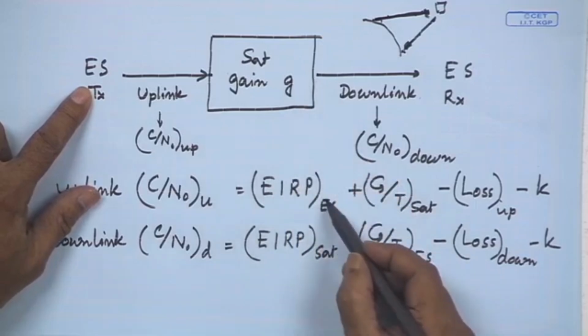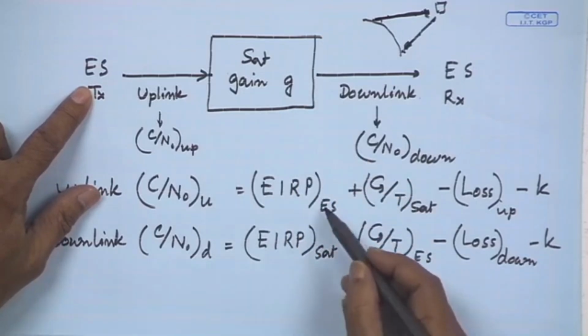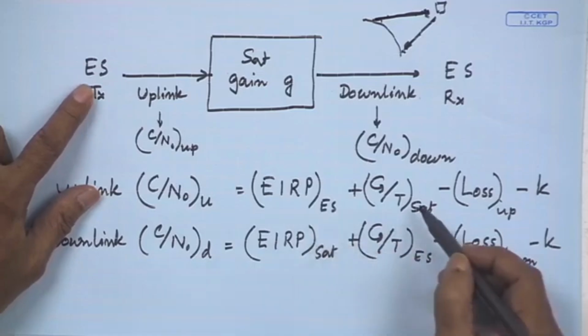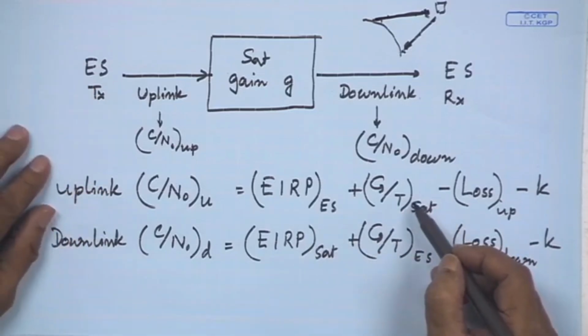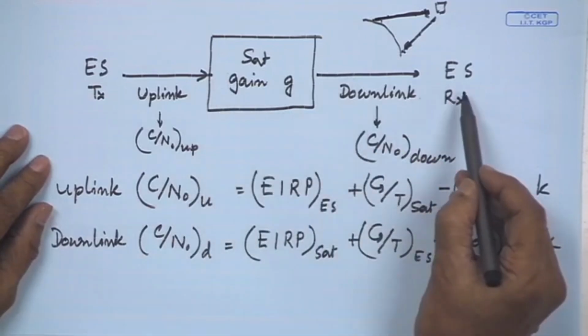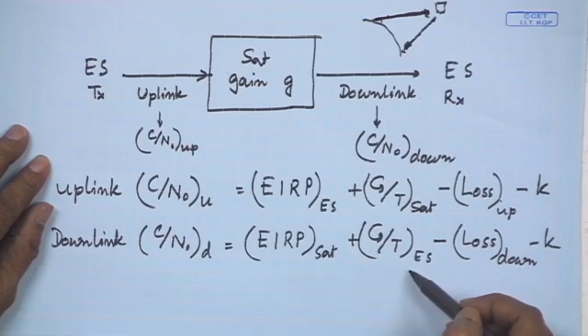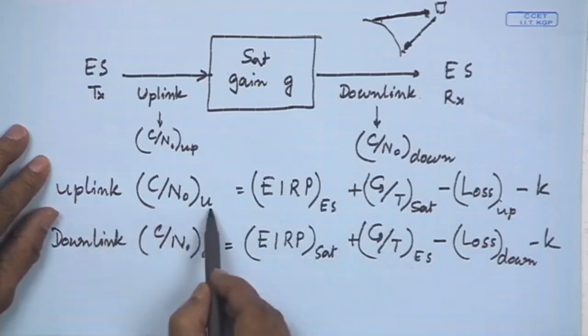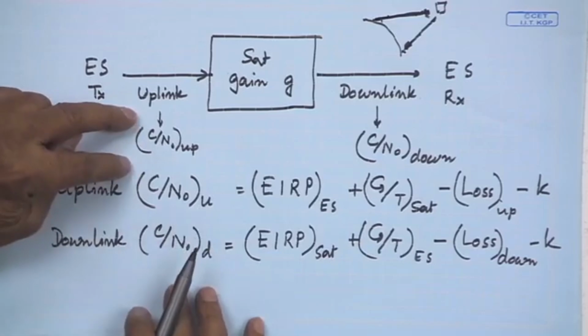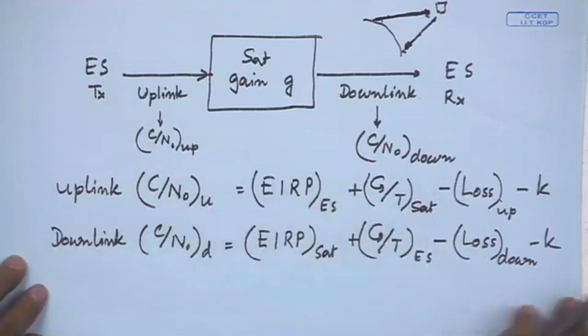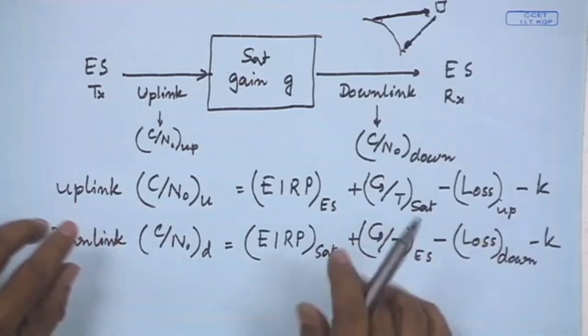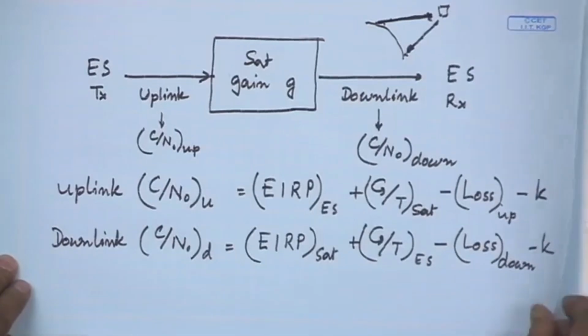So, EIRP earth station and EIRP satellite in the uplink path and downlink path will be different. Similarly, the receiver characteristics of the satellite and of the earth station, as well as the antennas, are different. So, G by T of satellite and G by T of earth station will be different. So, uplink C by N0 and downlink C by N0 are independent things. They may have different values, or they may be adjusted to almost the same value. So, let us try to see what really happens in totality. That is what we should look at.